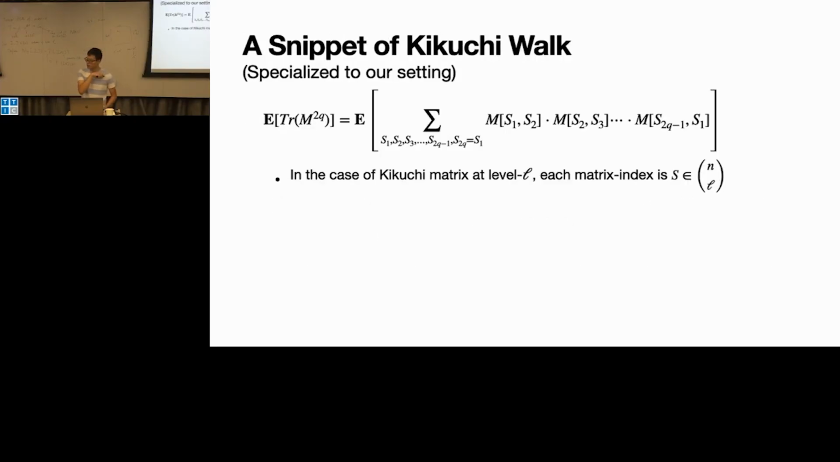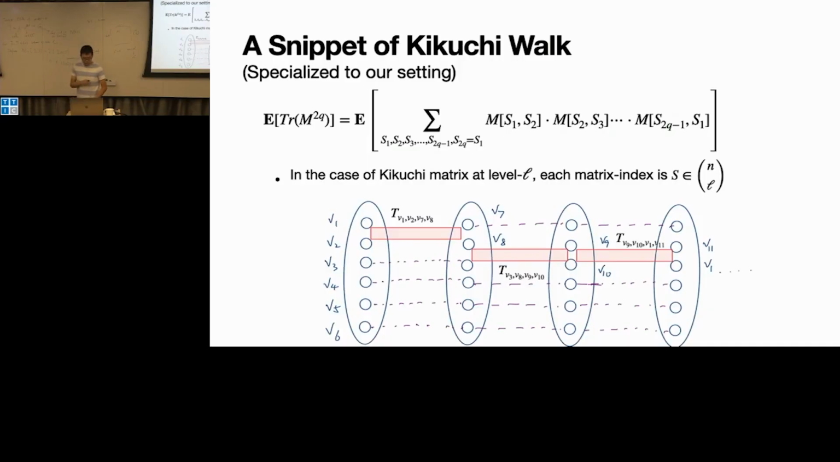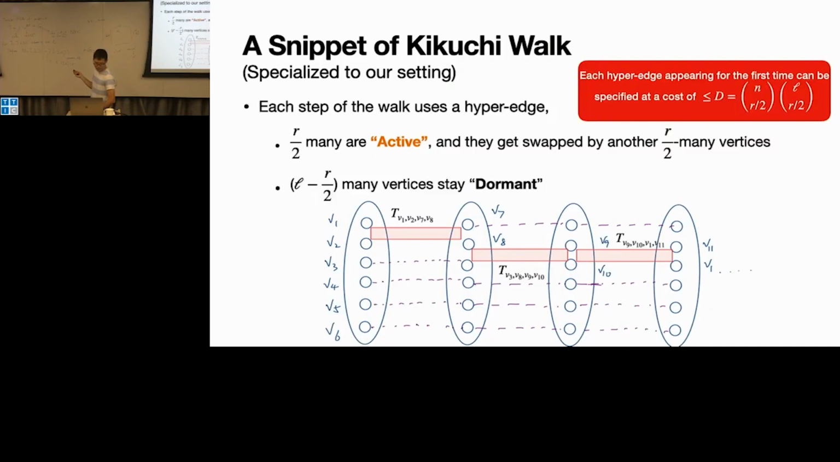In the case of the Kikuchi matrix of level L, let's look at what the walk looks like, just to get some intuition, if you want to play with it later on. So now the matrix is indexed by a subset of size L in N. The walk roughly looks like the following. At each step of the walk, we're going to use some hyperedge or random variable, where each time we have r over two many active vertices. We pick r over two many, and then we kick them out, we swap them with new ones, and then we keep doing this. This is a walk.